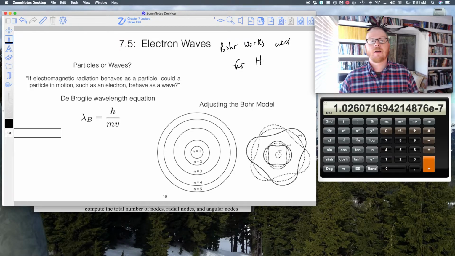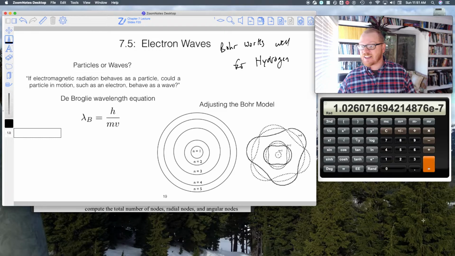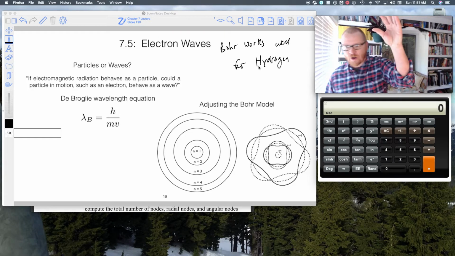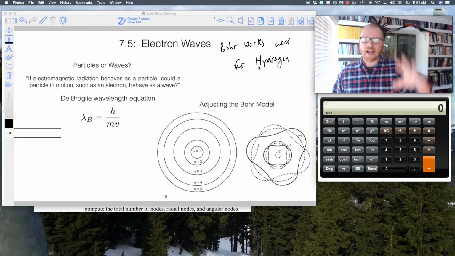But that's it. If you try to apply the Bohr model to anything else, helium, lithium, sodium, etc., it fails. And the reason why it fails is because hydrogen only has one single electron. And this is where this is going to get crazy. This is where there's like a mind explosion.